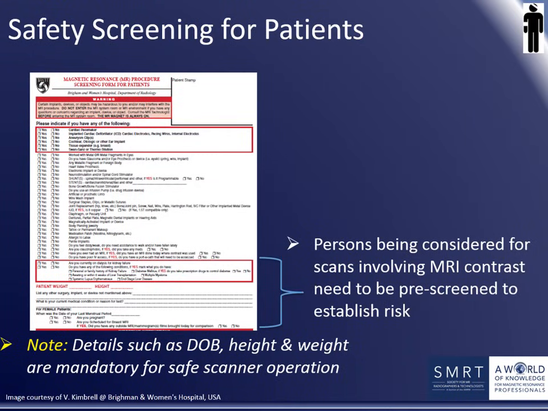The MRI screening form also contains a section designed to assess risk for patients requiring MRI contrast agents. This section includes questions about kidney function and helps establish any risk of reaction to the contrast agent. The MRI screening form also includes space for the patient's date of birth, height, and weight, which are mandatory for safe scanner operation.